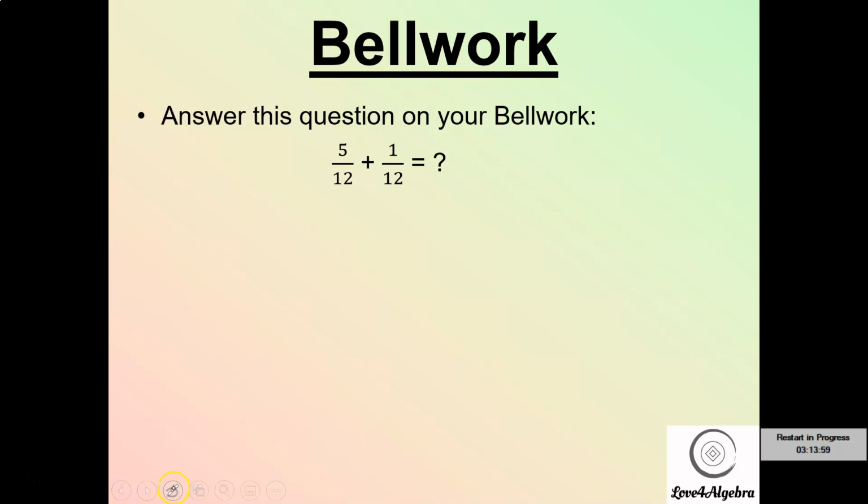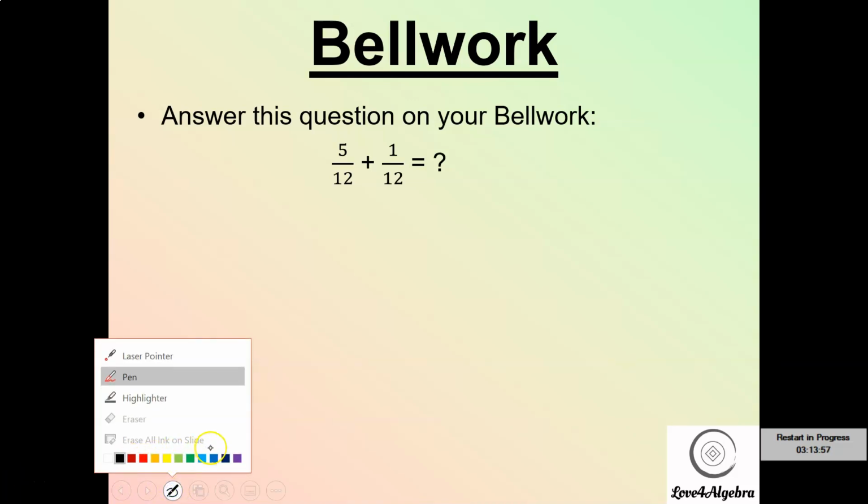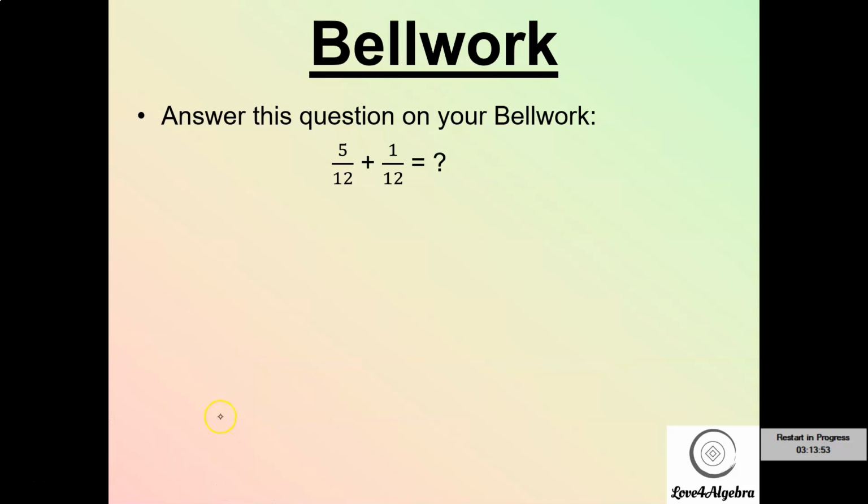Okay, if you remember any of this from last year or lots of years before that you've been doing fractions, if the denominator is the same, this is cake. You just keep that denominator and then you add all the numerators. So 5 plus 1 is 6, which gives 6/12.